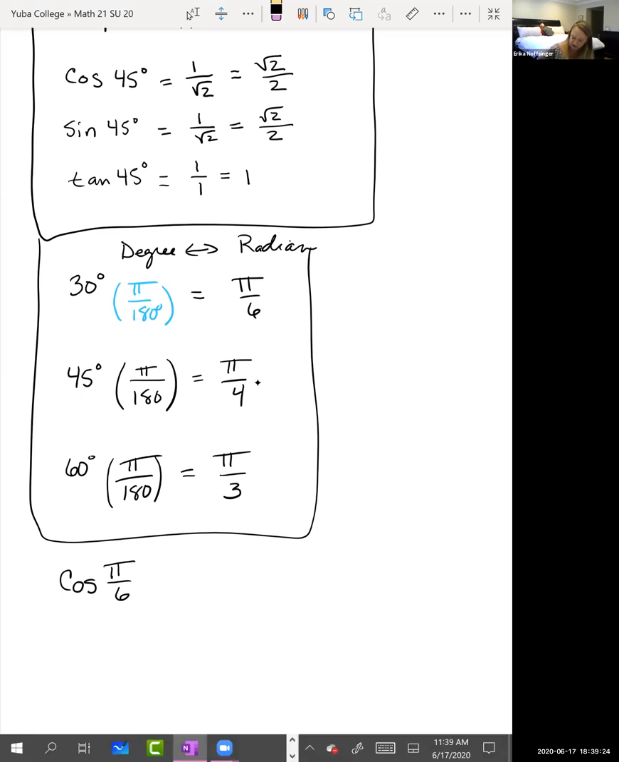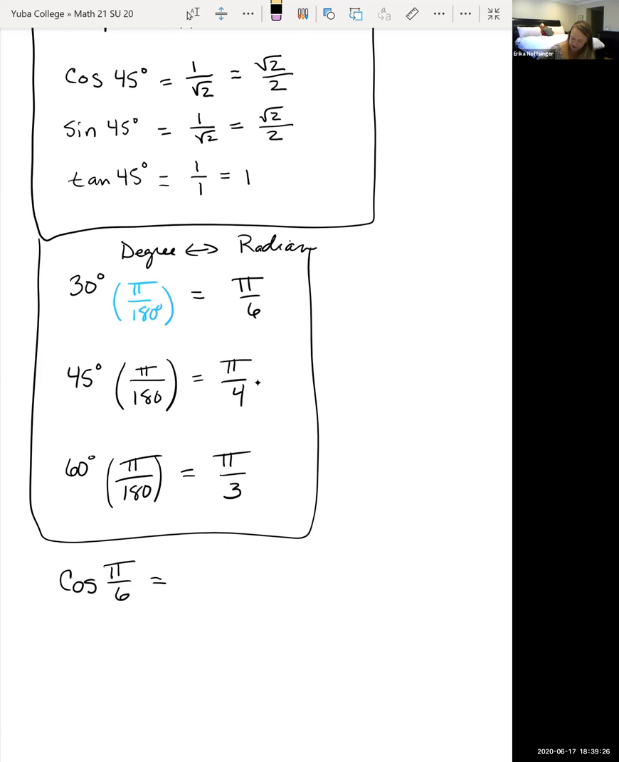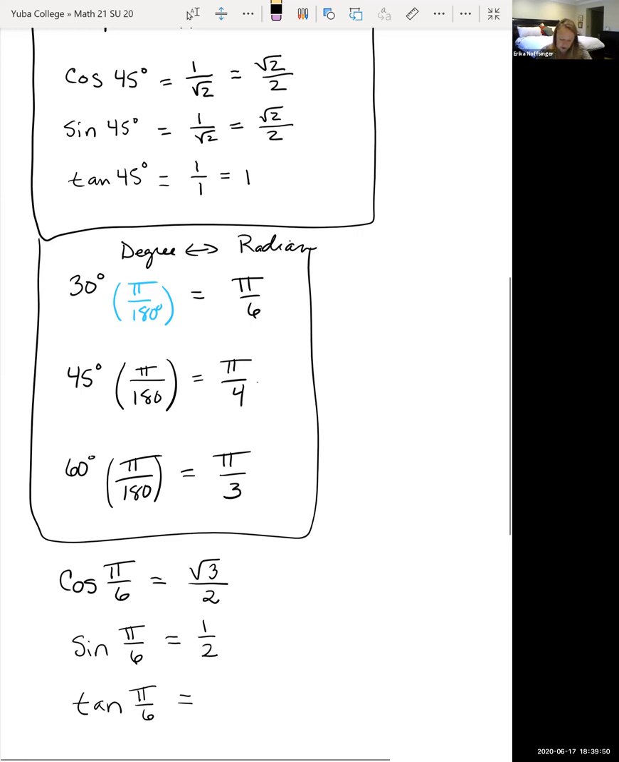So cosine of 30 degrees, this was root 3 over 2. Sine of pi over 6, or sine of 30 degrees, is 1/2. And tangent of pi over 6, this was equal to, I believe, hold on, root 3 over 3.